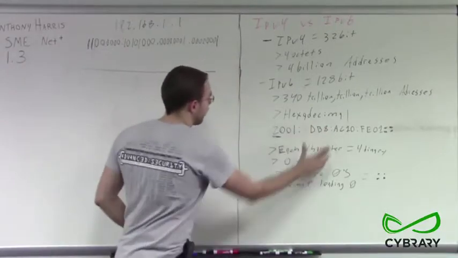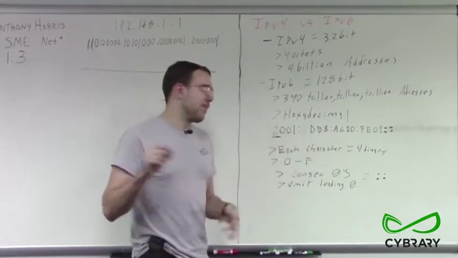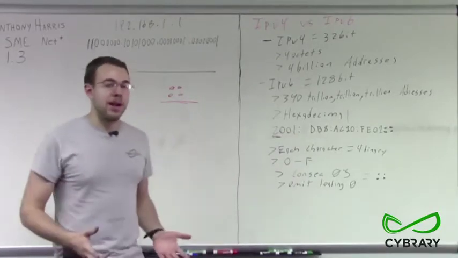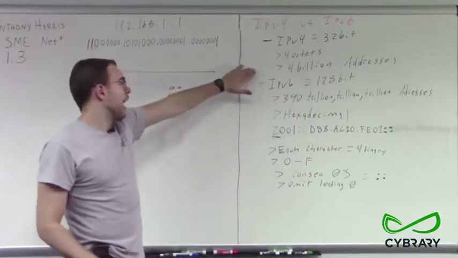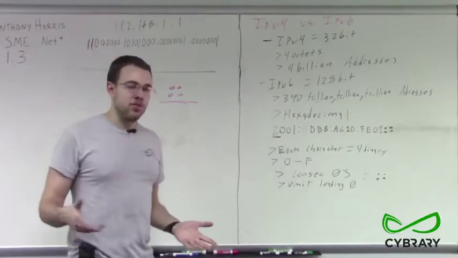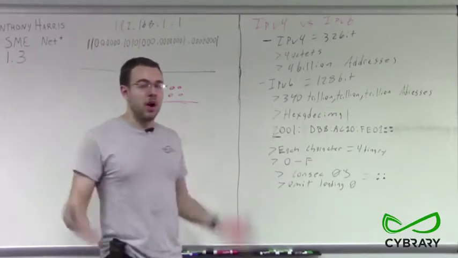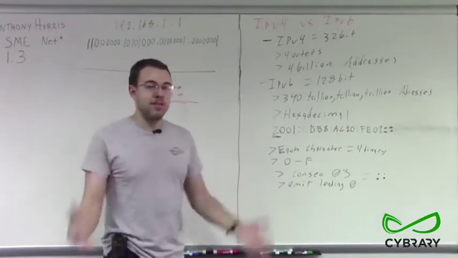So if we have a leading 0 in a hexadecimal set between 2 colons, we can omit those leading zeros and our computer will automatically add them back in. So by recognizing our differences between our IPv4 and IPv6, we'll be able to be a little bit more ready for the transition to IPv6. We'll understand how our computers address using IPv6, and we'll understand how to make these long addresses a little bit shorter.